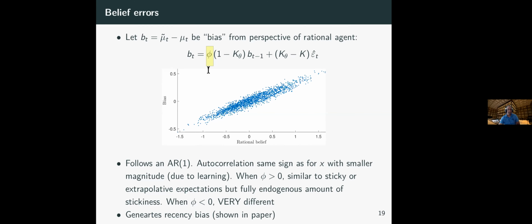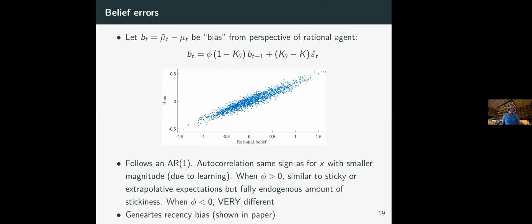Now, the bias is going to have the same autocorrelation sign as the underlying process. Why is this important? When phi is positive, the bias is going to be a positively autocorrelated AR1. But imagine I have a process that bounces around that has a negative autocorrelation. So x, rather than being slow-moving and persistent, the magnitude of x could be slow-moving and persistent, but x might bounce around. In which case, this model is going to give you that the bias bounces around too.